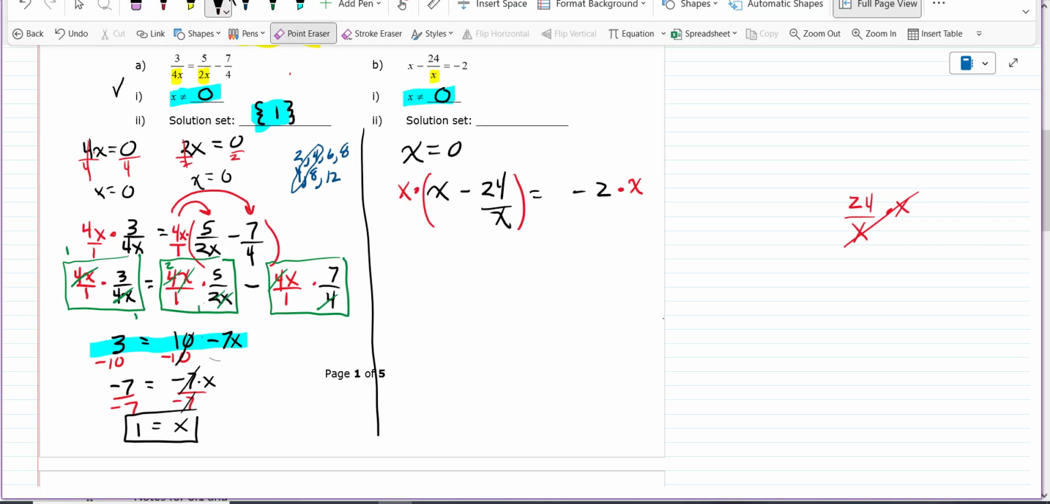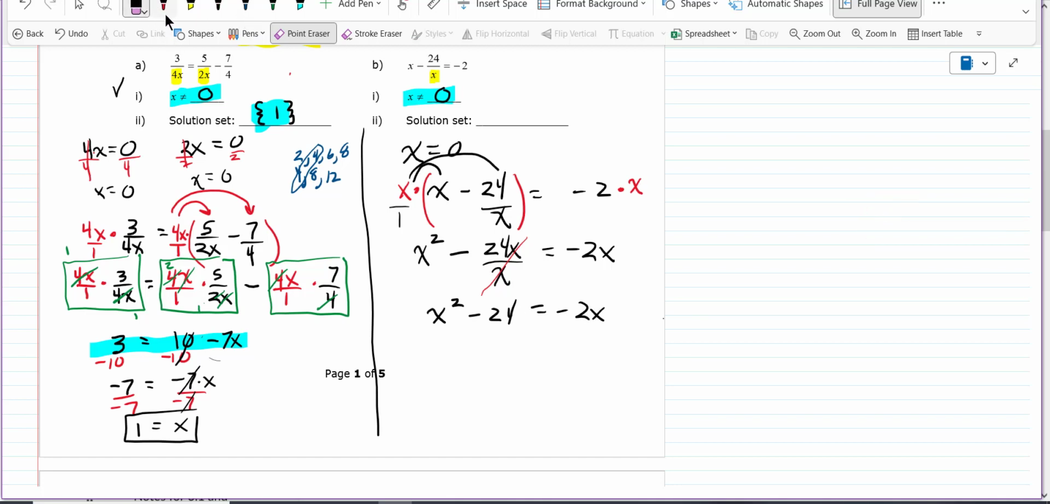Okay? So I'm going to do the distributive property. I've got x times x, which gives x to the second. Then I'm going to take this, and that's an x over 1, so that would be 24x over x, and then the right side is going to be negative 2x. So what that's going to do is the x's are going to divide out. x over x is 1. So what we get is the quadratic equation, x to the second minus 24 is equal to negative 2x.